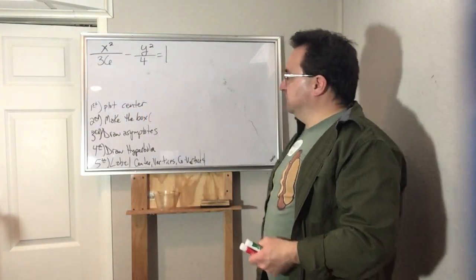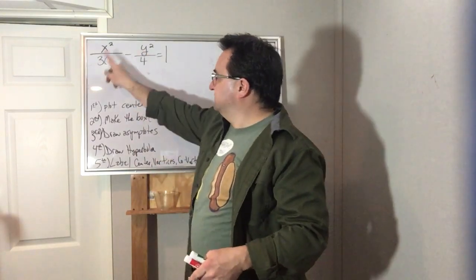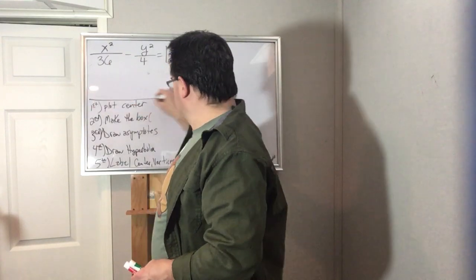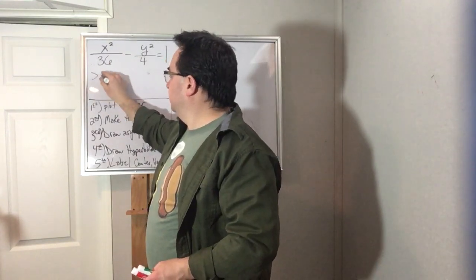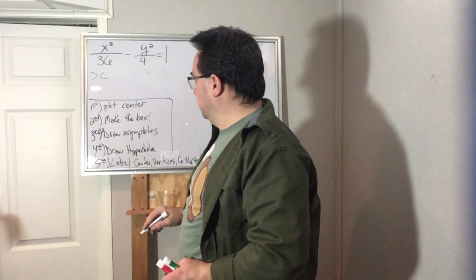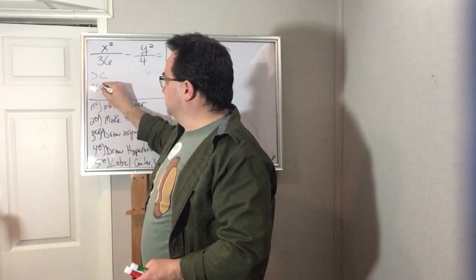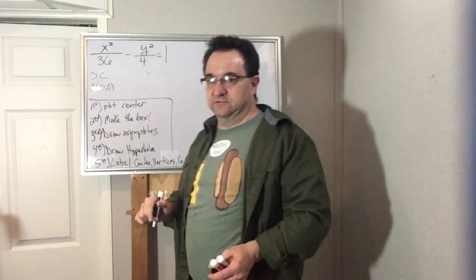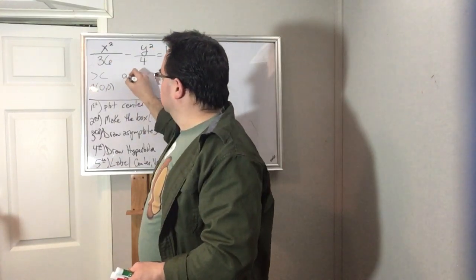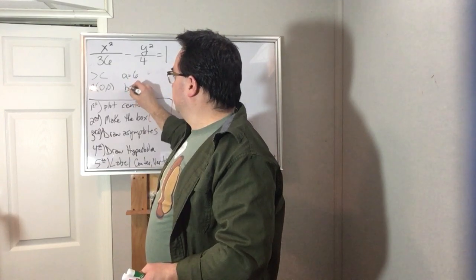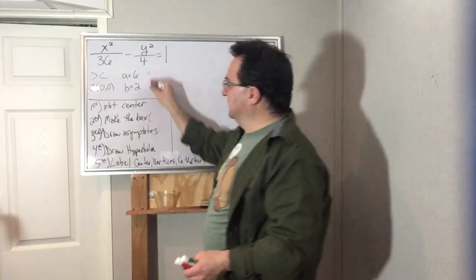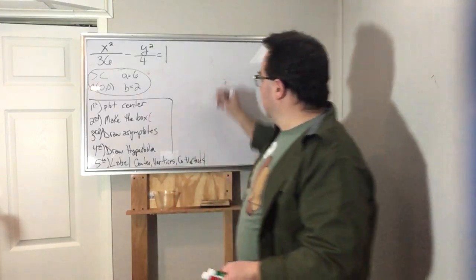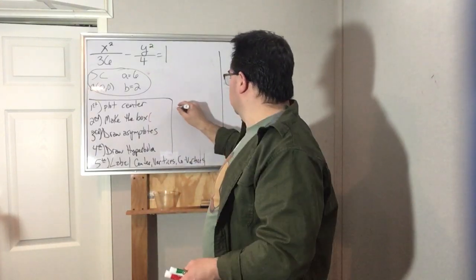Alright, so this one looks different. It is a hyperbola because I see fractions with a minus. It is horizontally oriented because the x comes first. The center is at 0, 0, right? X minus 0 squared, y minus 0 squared. A comes first, so it's 6. B comes second, so it's 2. There's my information extracted from the equation. Now I have to put this onto a coordinate axis.